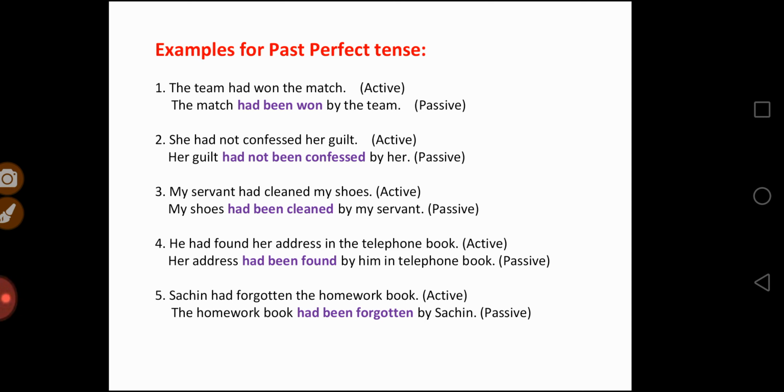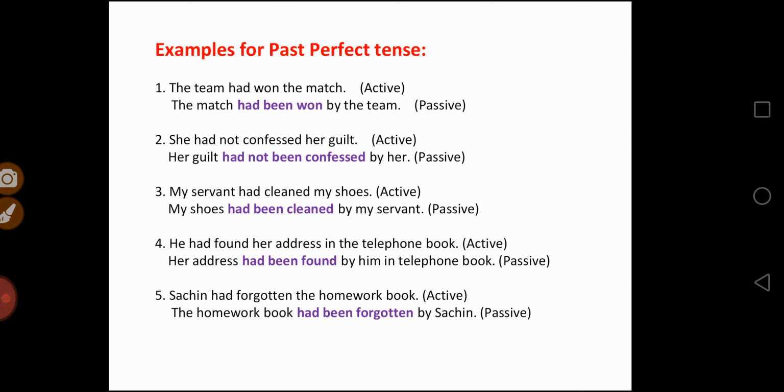Examples for past perfect tense. The team had won the match. The match had been won by the team. She had not confessed her guilt. Her guilt had not been confessed by her. My servant had cleaned my shoes. My shoes had been cleaned by my servant.